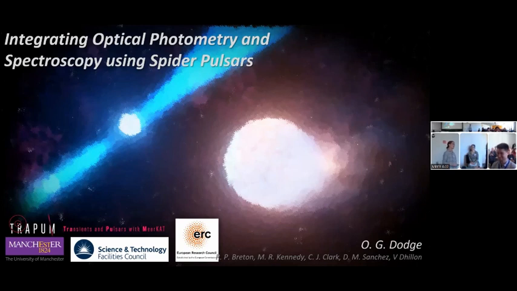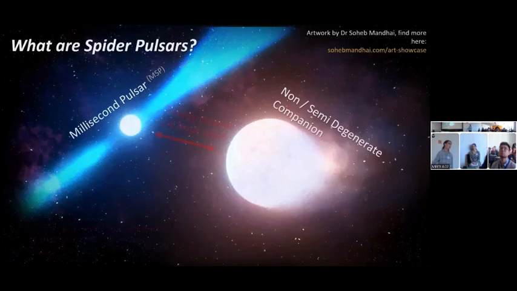Today I'm going to be talking about optical modelling of spider pulsars and specifically how we can try and constrain pulsar masses using it. I've got a lot to get through quite quickly, so we'll get straight into it. So, starting with what are spider pulsars? Pradman kind of introduced them slightly. We'll have a deeper look here.